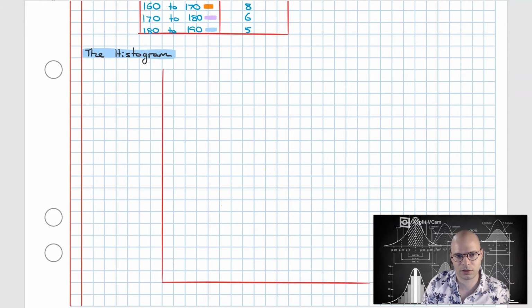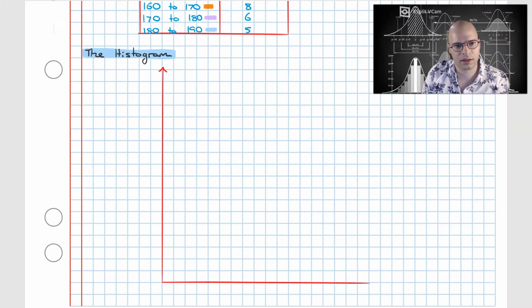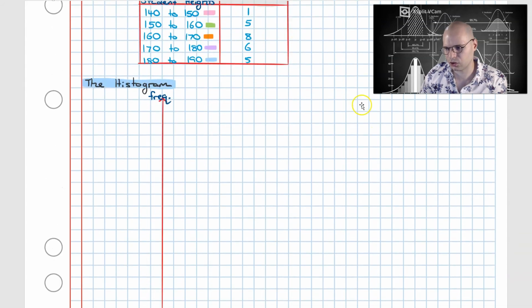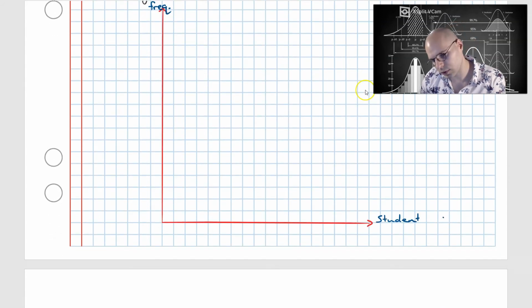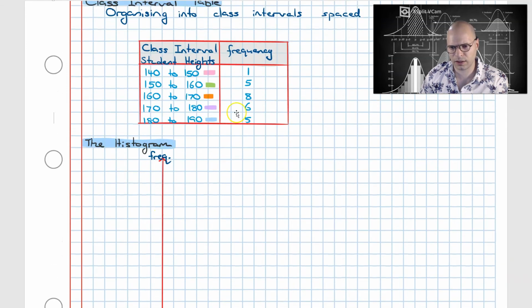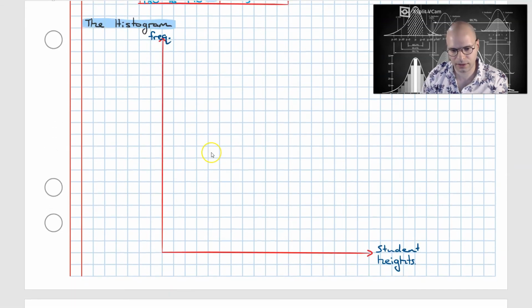Now the way in which this is going to work is we're going to have two axes. The vertical axis is going to be the frequency, and the horizontal axis is going to represent the student heights, or the student height class intervals. Now I need to start labeling my axes. On the vertical axis, I'm going to double space it. So what that means is I'm going to go 1, 2, 3, and so on.